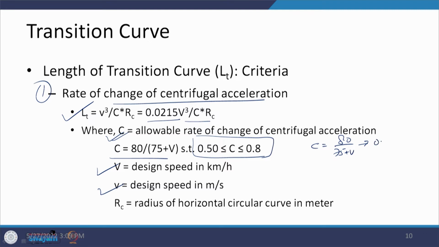That means, if you have calculated C equals 80 divided by 75 plus V and this comes out to be 0.428, then we are going to consider C as 0.50, or if this comes out to be 0.852, then we are going to consider C as 0.80, but if you have any value between 0.5 and 0.8, then that can be considered as such. And R c is the radius of the horizontal curve in meters. So, that is the value we are going to put in here.